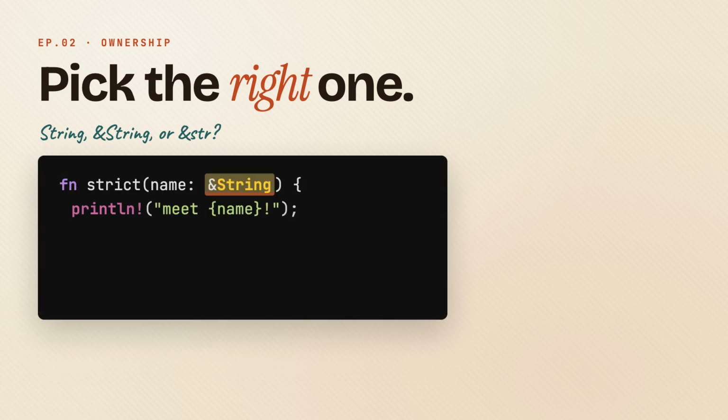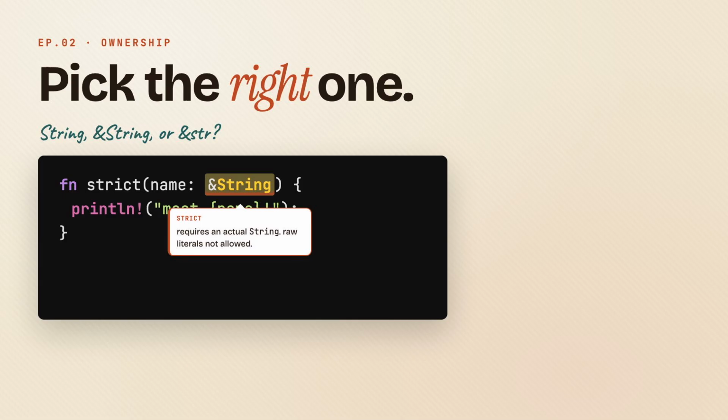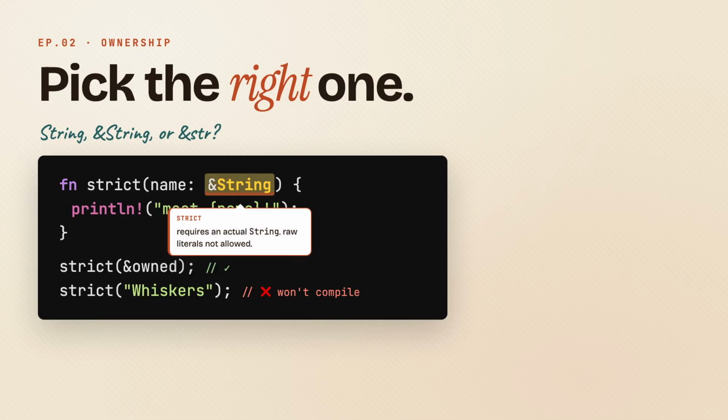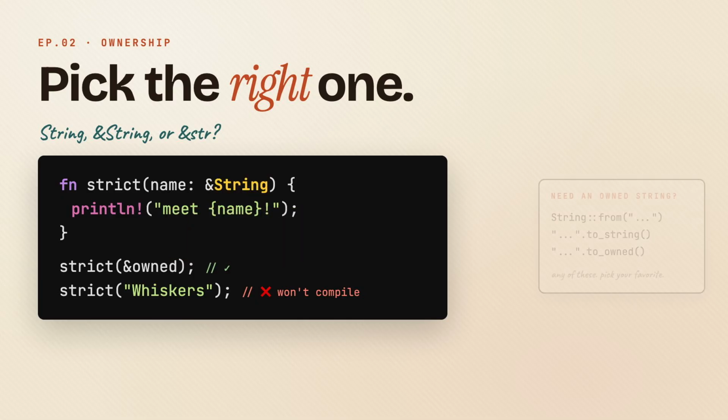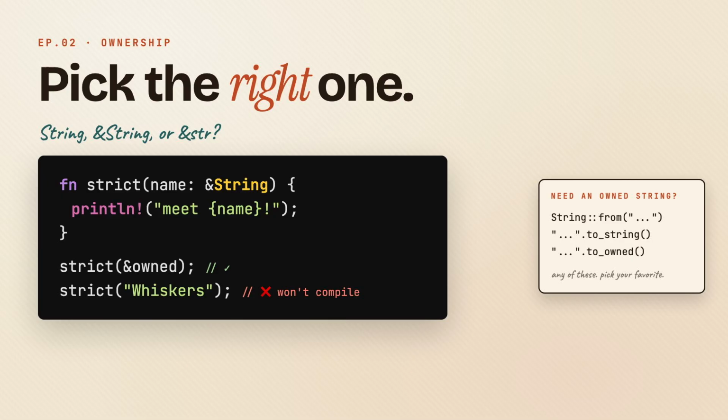Now let's compare this to a strict version: same body, different parameter, a string reference. Now the literal call fails. A literal isn't an owned string, so the type doesn't match. It's also less flexible. If you need an owned string later, convert it with to_string or to_owned. All three do the same thing. Take a string slice to read. Take String only when you need to own the data.